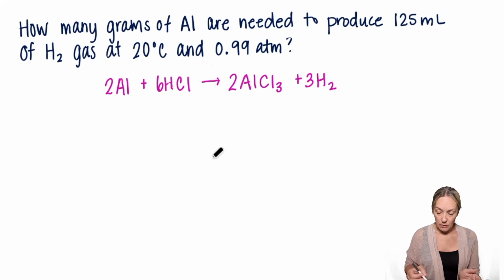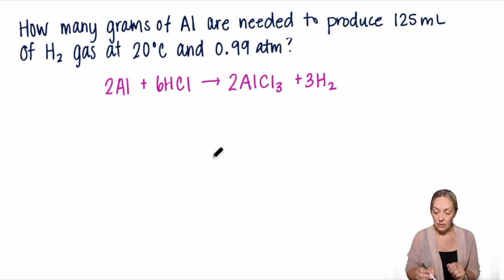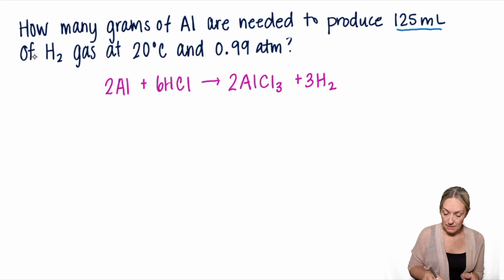The question asks how many grams of aluminum are needed to produce 125 milliliters of H2 gas at 20 degrees Celsius and 0.99 atm. I have a balanced equation written here, and I'm going to go through and identify what my numbers represent. This is milliliters, and specifically milliliters of H2 gas.